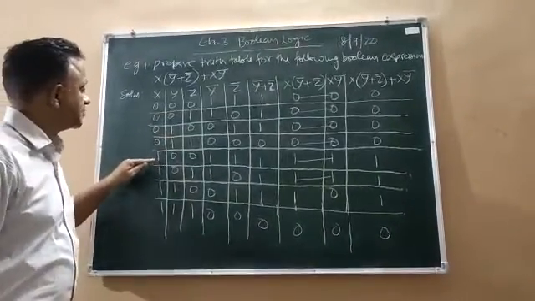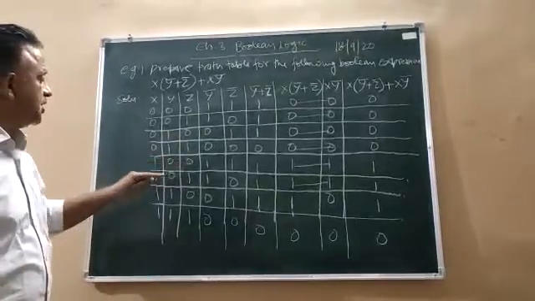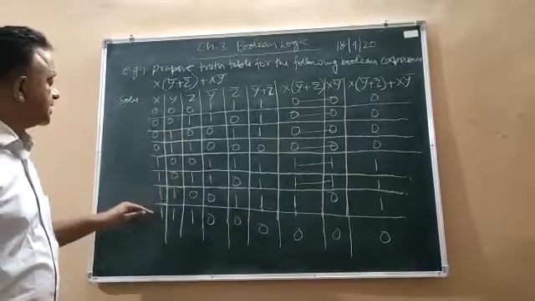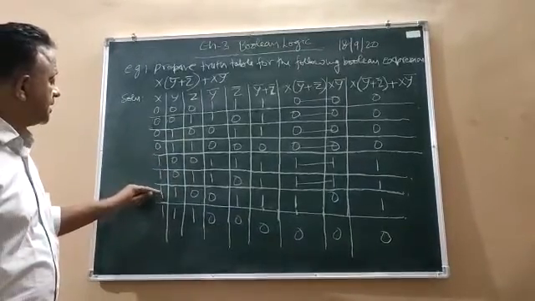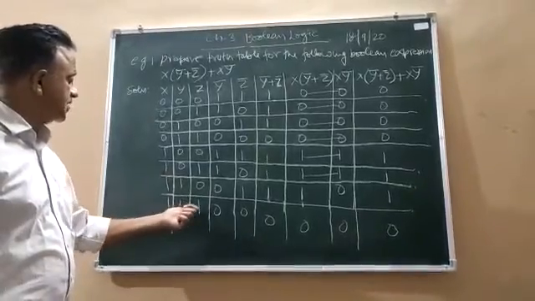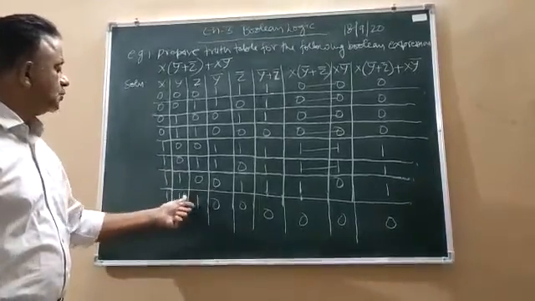Then the fifth combination would be 1 0 0. Then your sixth combination would be 1 0 1. Then your seventh combination would be 1 1 0. And your last combination, that is your eighth combination, is 1 1 1.